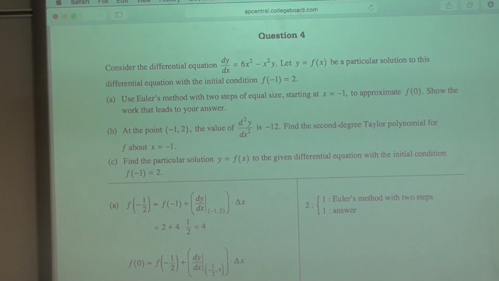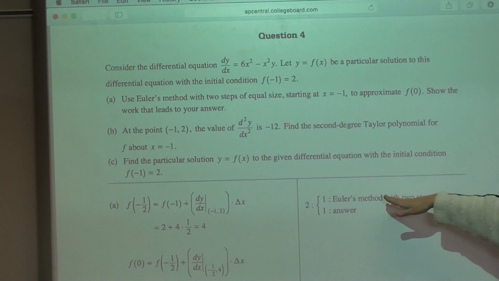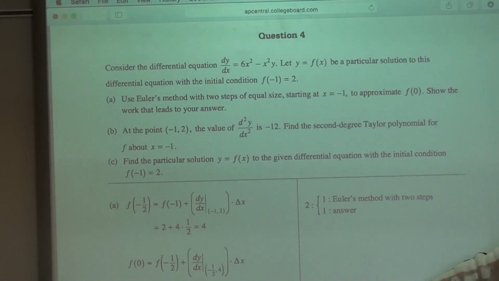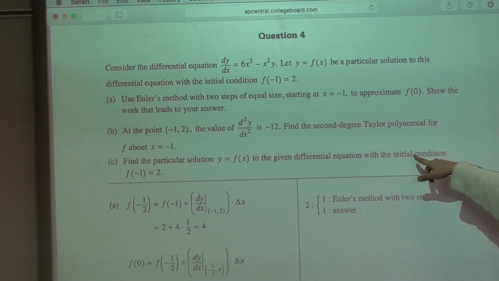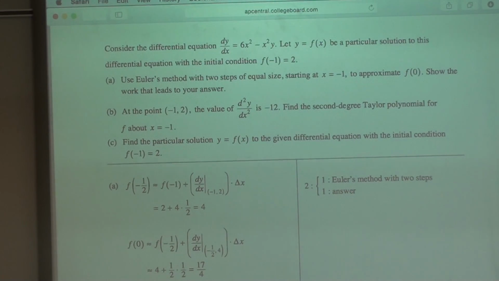By the way, if part A was worth 2 points and part B is only 1 point, that means part C, solving this differential equation, was 6 points. That's huge. That's a huge percentage of your overall AP exam score on just this one little part of this free response question. So see how you do. And it has to be solved for y.